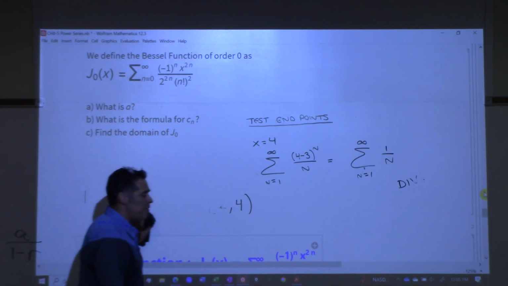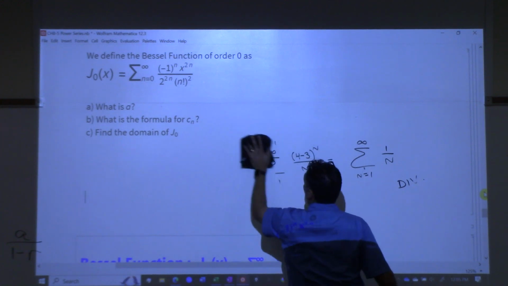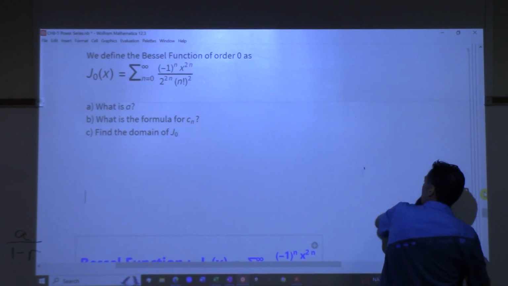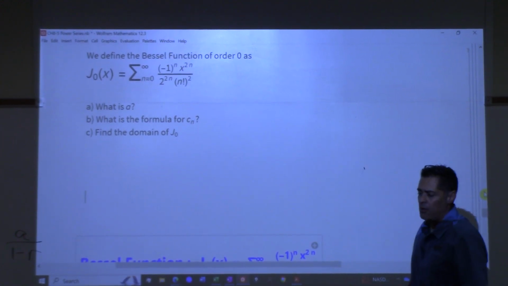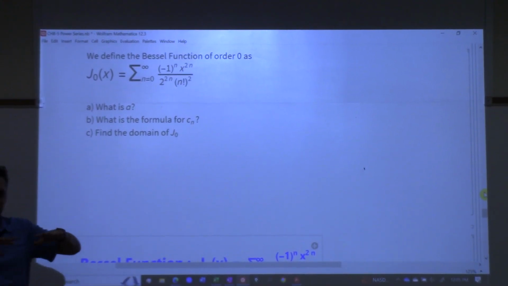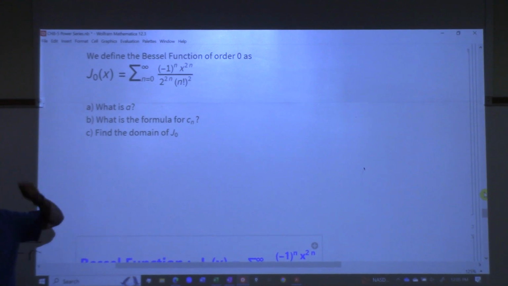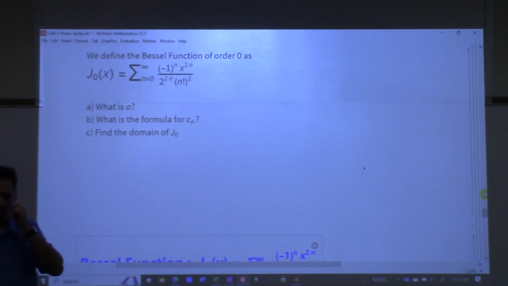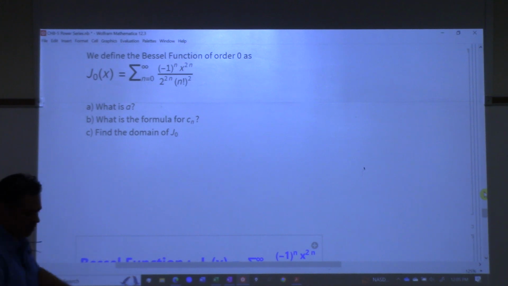And it's called the Bessel function of order 0. The Bessel function of order 0 has to do with harmonics and vibration of membranes. If you get a drum and you hit it, the vibration is modeled by these Bessel functions. We'll look if we can in a second. Let's just first answer the question.